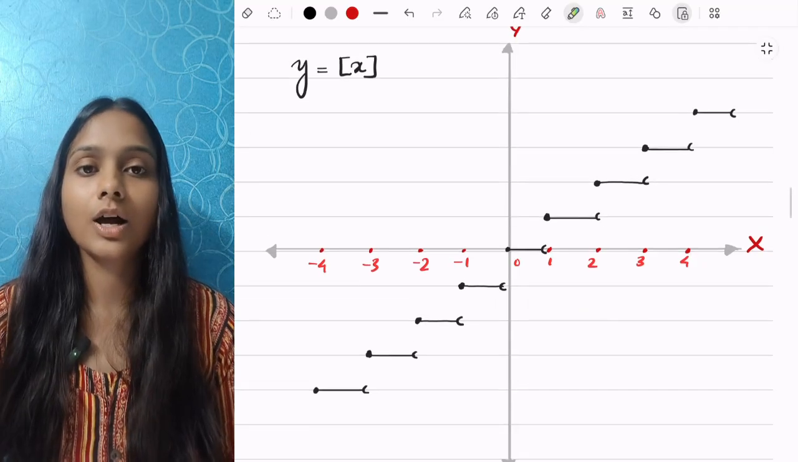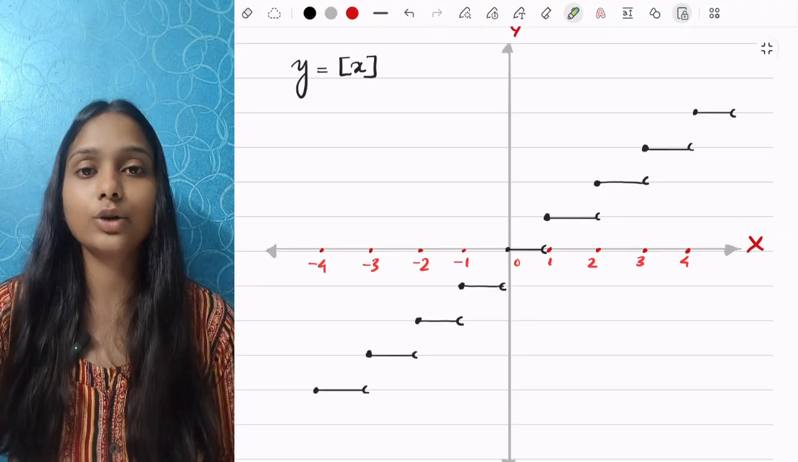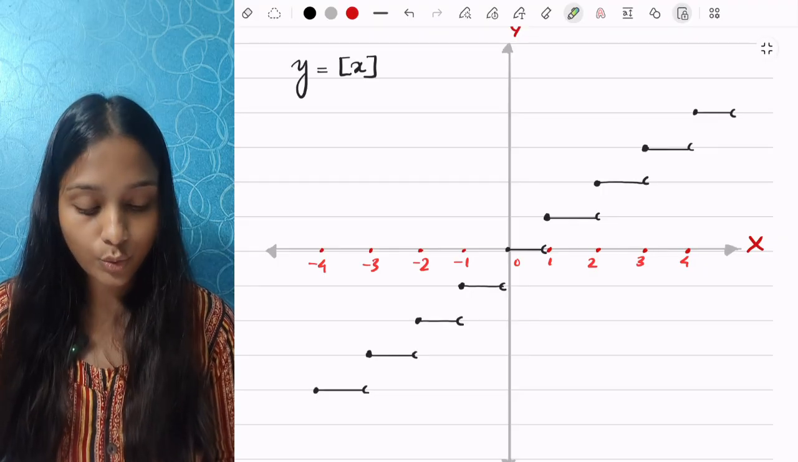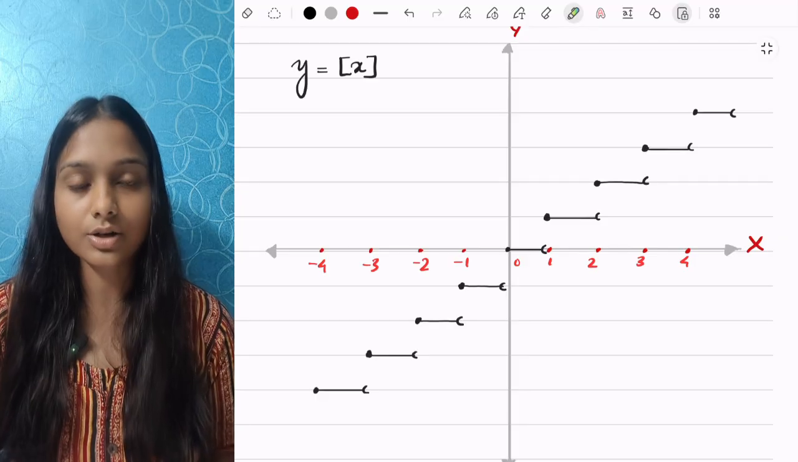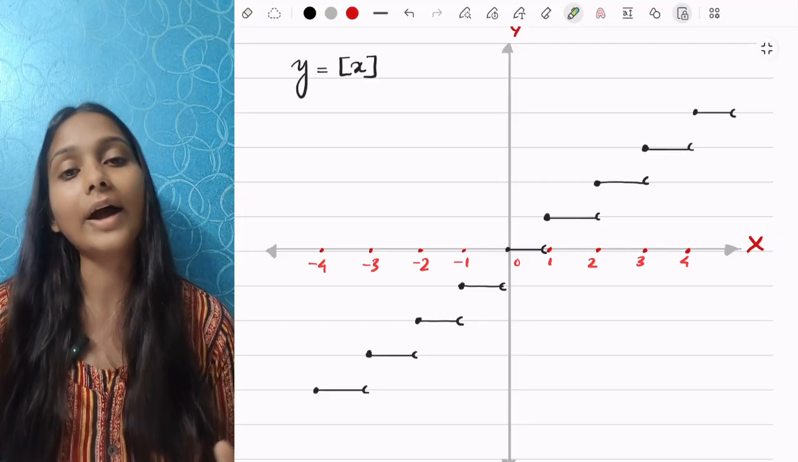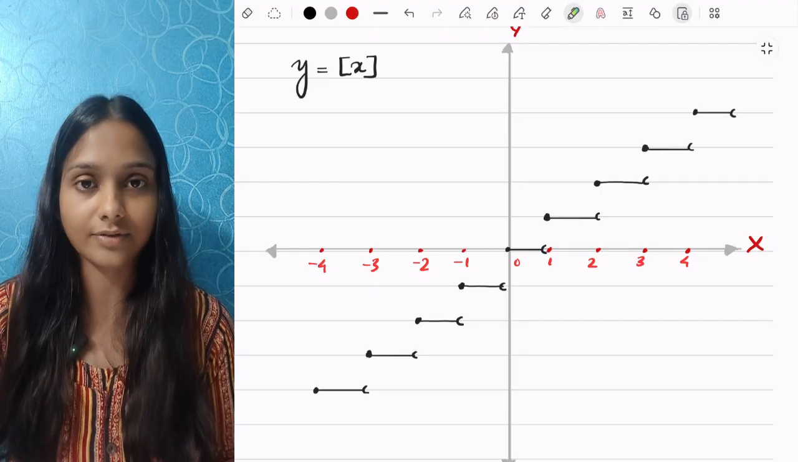Okay. So in the next video, I'll be discussing the ceiling function, which is somewhat similar to this function. So please understand this video and then go to my video on the ceiling function.